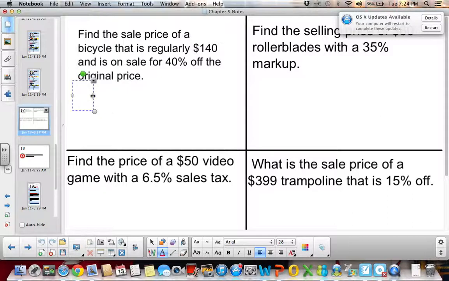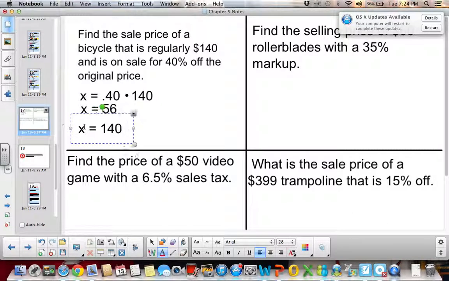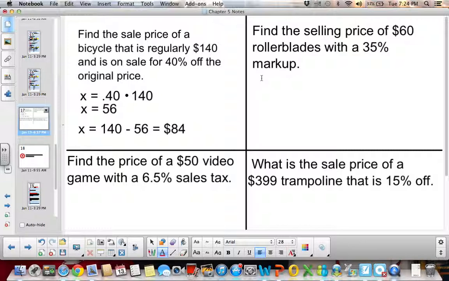I'll do method 1 for this one. So x equals 0.40 times 140, which equals 56. Then I take 140 minus 56, and I get $84.